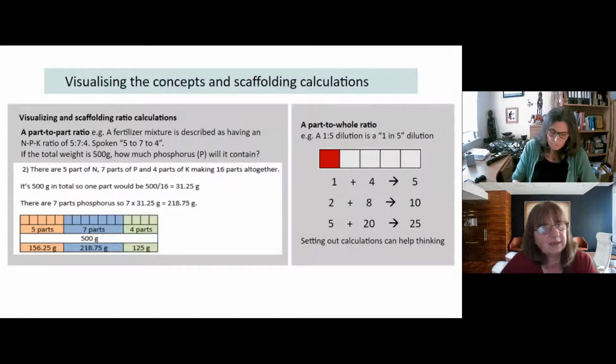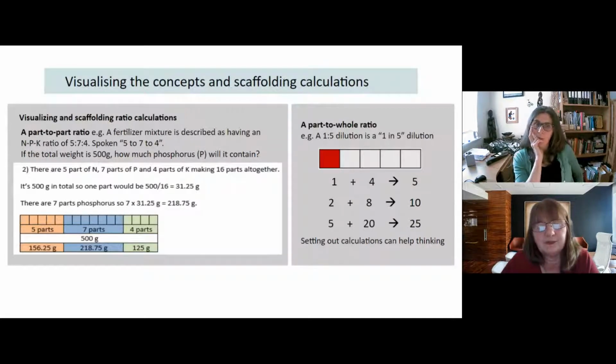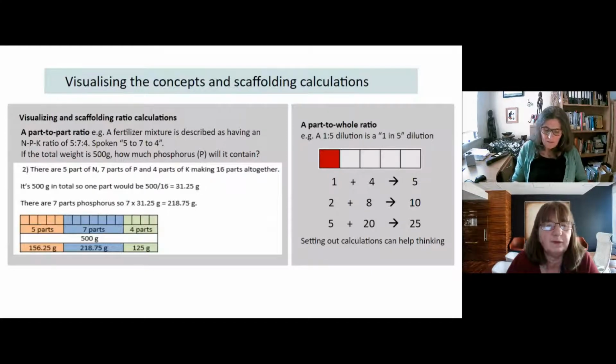Another way of visualizing concepts and scaffolding is using this bar model. And this was really transformative to me when I started teaching in secondary, and I just wanted to share this example. So when we look here, we've got on the left a part-to-part ratio. That's what it's called. So, for example, fertilizer mixture N to P to K of 5 to 7 to 4. So notice I'm saying 5 to 7 to 4, and pointing out that that's how it's said if you were going to read it and say it out loud.